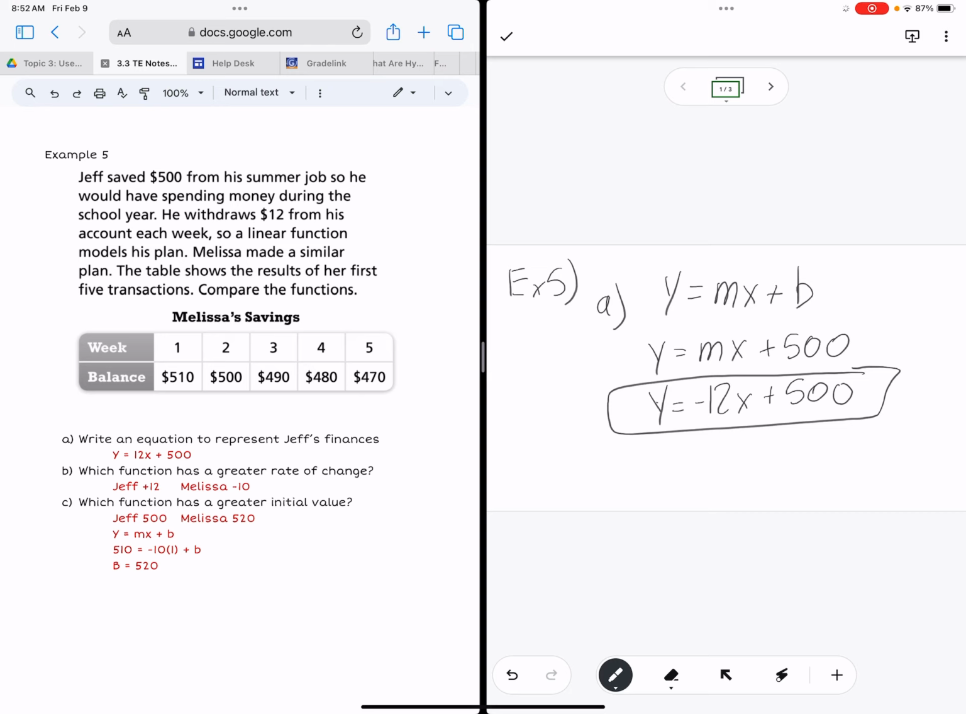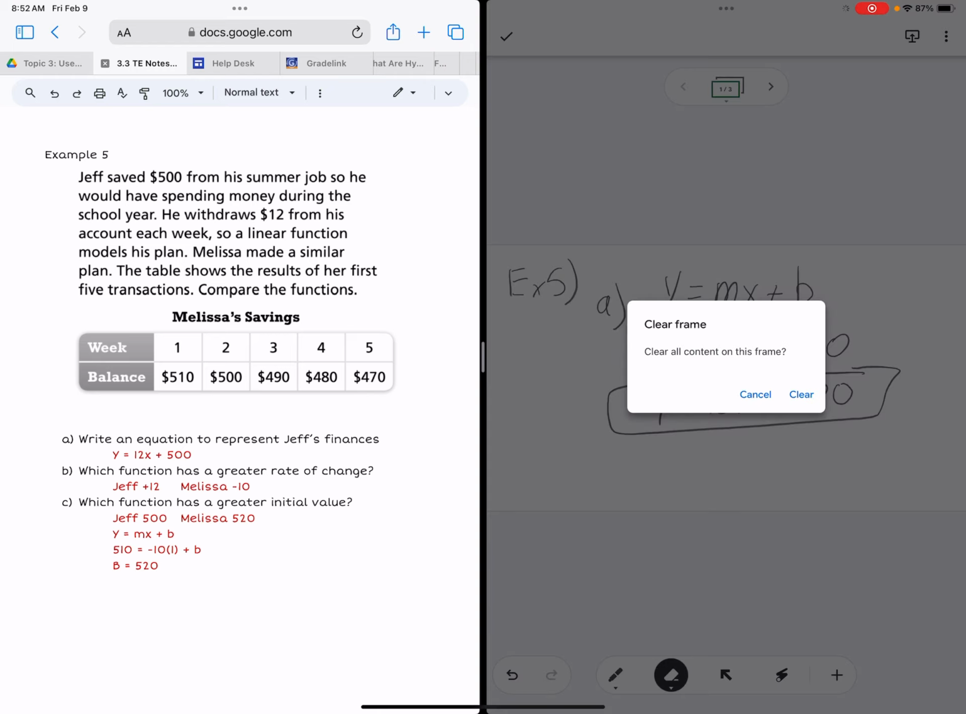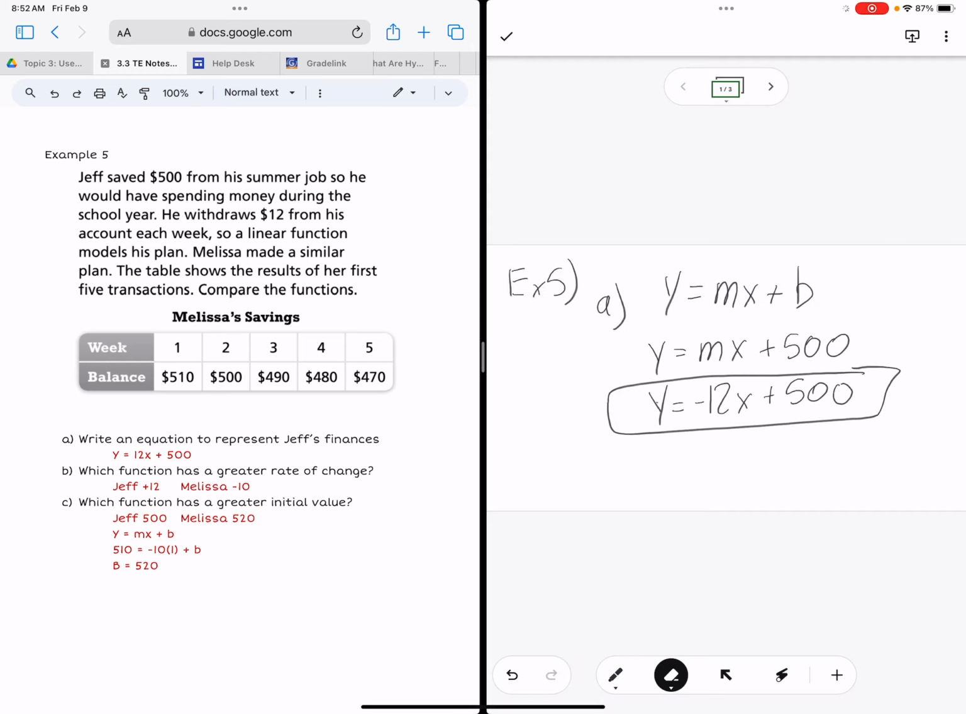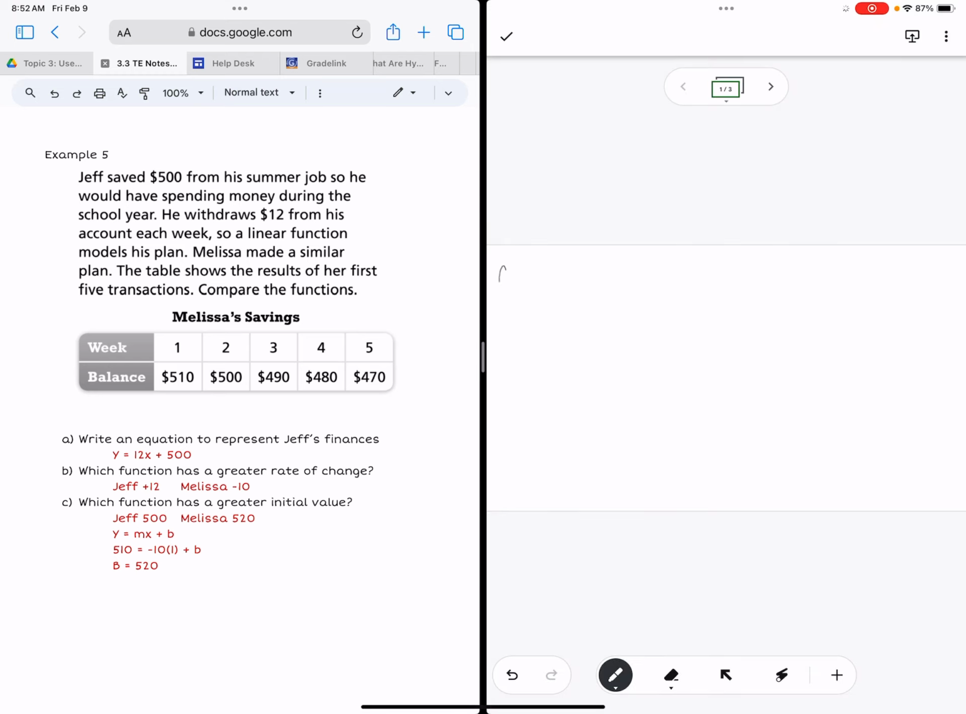What about Melissa? It doesn't say Melissa. Awesome. So, this is A. Let me clear the board. So, A, we have y equals negative 12x plus 500. Letter B, we want to know who has a greater rate of change. Well, each week, according to our chart, how much is Melissa spending? $10. So who has a greater rate of change?